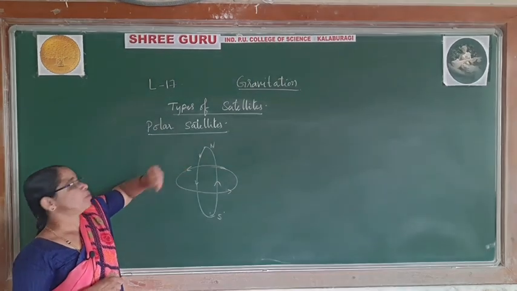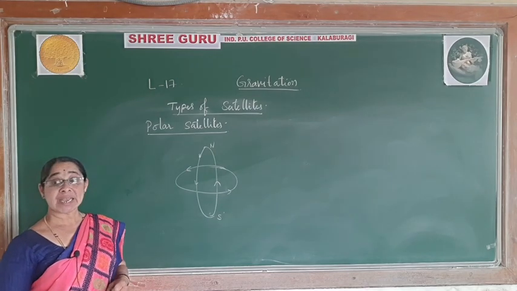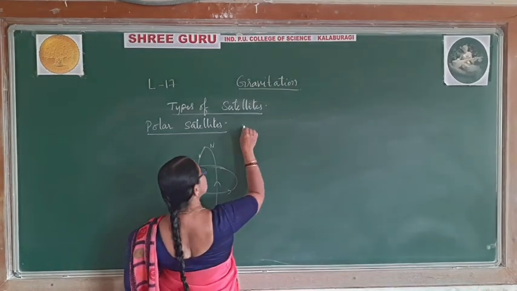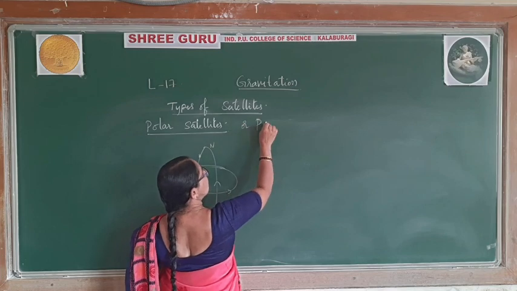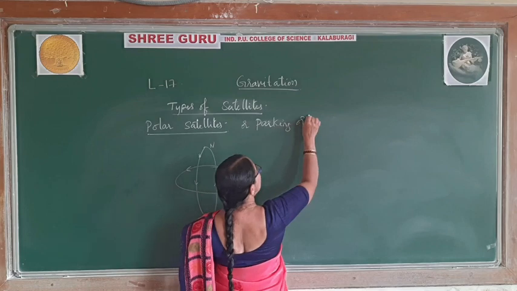This polar satellite is also called the parking orbit, we say. Sometimes for objective type questions, you just remember it is also called parking orbit.